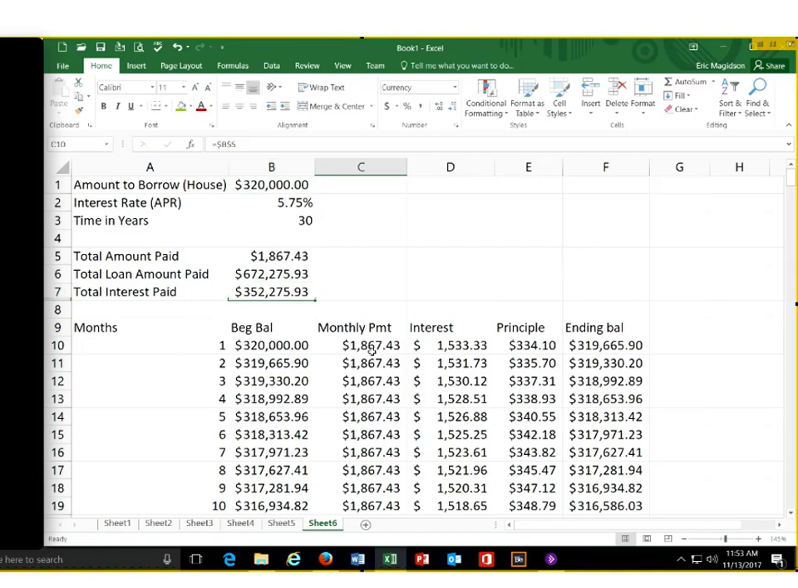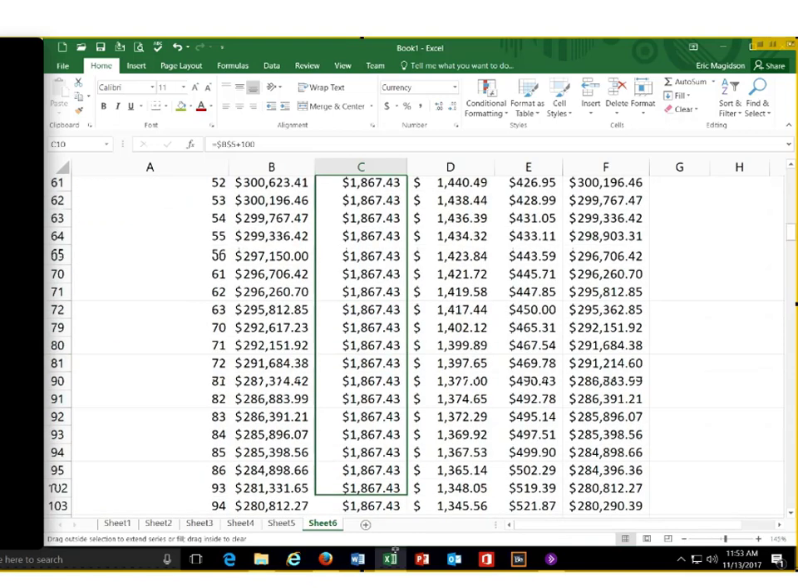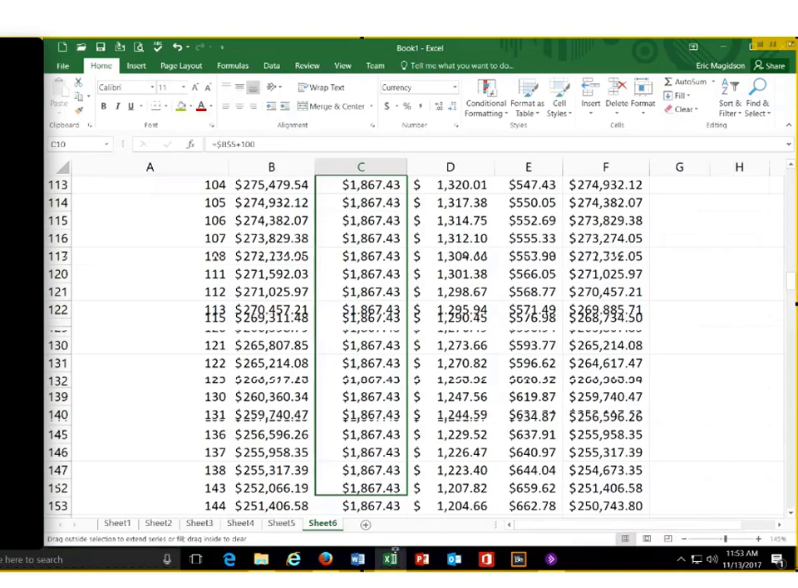So instead of this being my payment, I'm actually going to pay this plus what? Plus $100. Oops. So here's the cool thing. I'm actually almost making another house payment every year, aren't I? So then I'll take that and I'll fill it down. Watch what happens at the end. What do you think is going to happen? Less interest, paid off sooner.